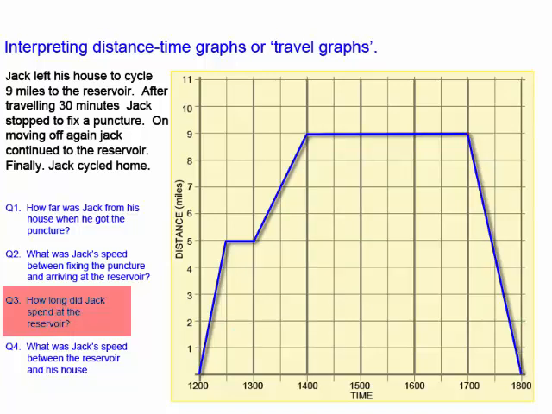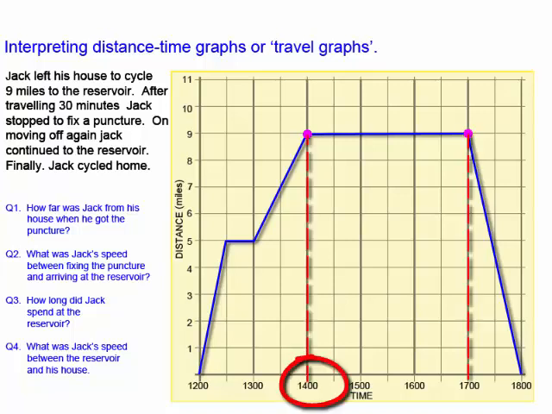In the third question, we've been asked how long did Jack spend at the reservoir. Well, this is the point where Jack arrived at the reservoir, and this is the point where Jack left the reservoir. Reading the time from the x-axis, we can see he arrived at 1400 hours and left at 1700 hours. So the time he spent at the reservoir was 3 hours.